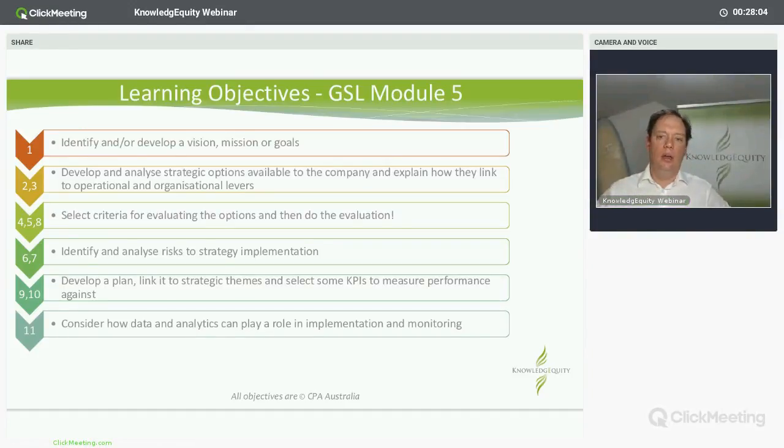Module 5. Got a few different things in it. Vision, mission, goals, one succinct section at the start. Then we talk about strategic options. You've got to get to a decision. You've done all this external analysis, all this internal analysis. Now it's time to make a damn choice. How do you make the choice? You've got to evaluate. There's a whole heap of criteria you can use. You've got to select some criteria.